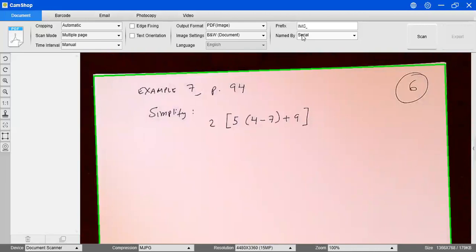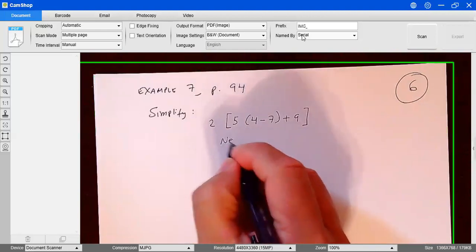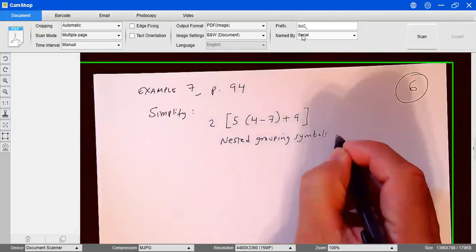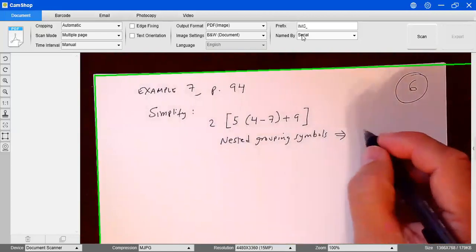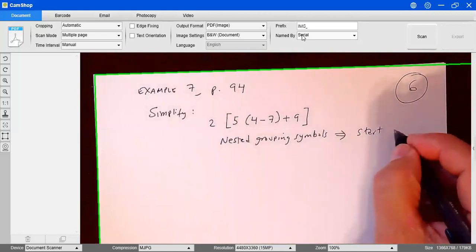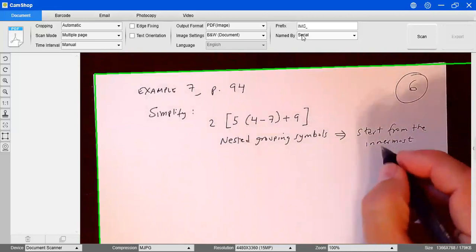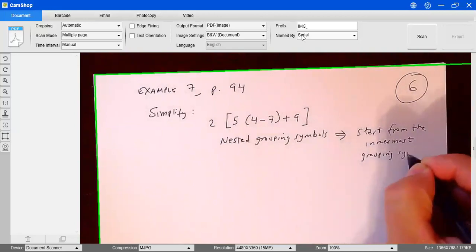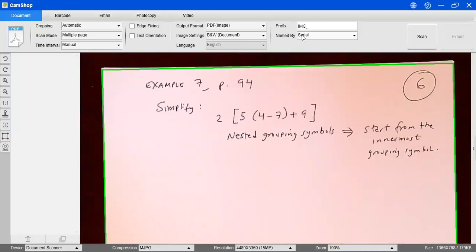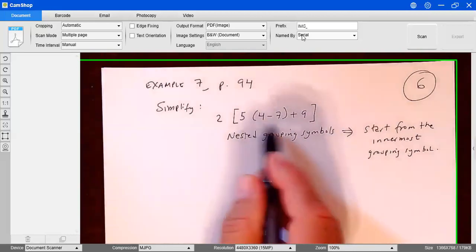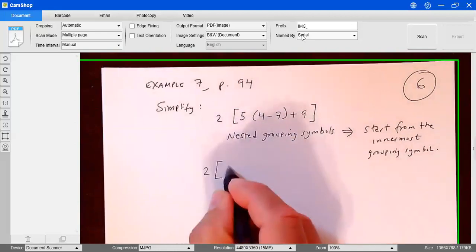So we have different grouping symbols here. So these are nested grouping symbols. And when you have nested grouping symbols, you're going to start from the innermost grouping symbol. So you need to identify what is the core of this nested group. So you can see that the parenthesis is the innermost in this case. So we're going to start with the parentheses.